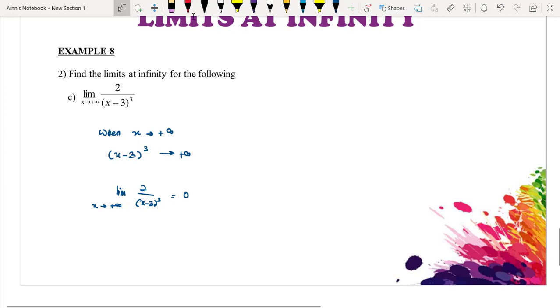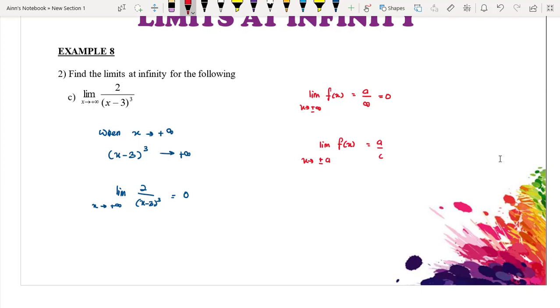Now let's recap our properties. In this video, we learned that the limit of f(x) when x approaches positive or negative infinity, where we get a over infinity, will be 0. And we already learned in a previous video that the limit of f(x) when x approaches a constant, if we get a over 0, we'll get positive or negative infinity. Make sure you know how to use both of these properties.